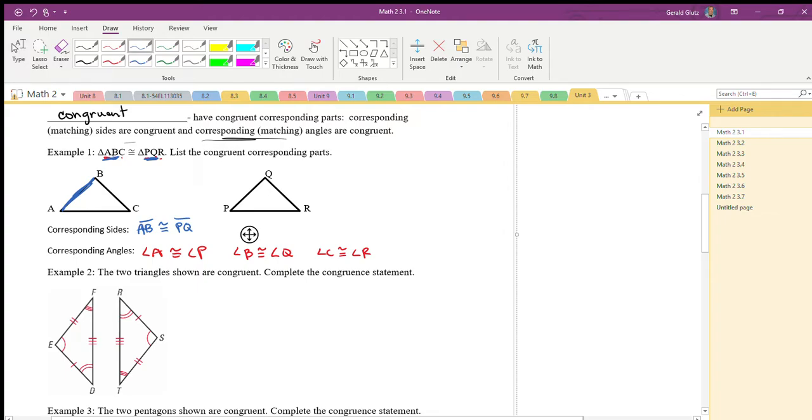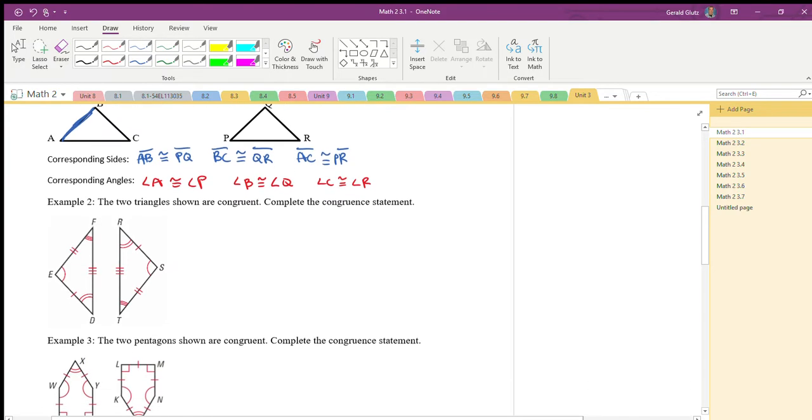Then the second two letters, BC, has to be congruent to the second two letters over here, so QR. And then finally the first and the third, the one we haven't used yet, AC, has to be congruent to PR. So those are our corresponding sides and corresponding angles for example 1.